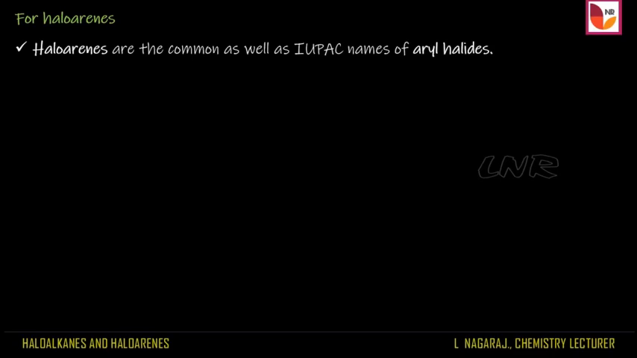Let us see how to name the aryl halides, that is, halogen attached to the aromatic ring. For aryl halides, both in the common system as well as in the IUPAC system, it is to be named as haloarene. That is, first write the name of the halogen and then write the name of the aryl group.